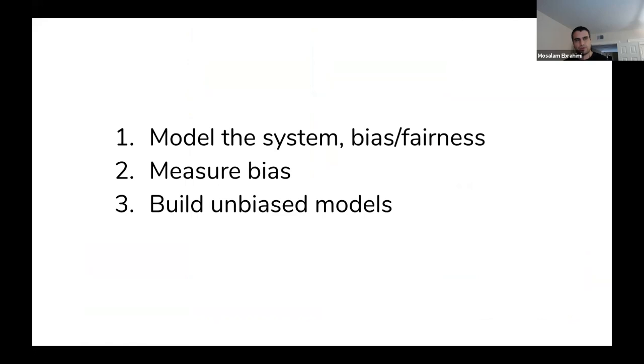From reading the literature and the recent research in this field, basically there are three steps that have emerged. First, understanding the system that the training data is coming from, and that's also the system the model is most likely going to be integrated into. So we need to understand that system, and the way to understand it is to model it, with all the variables and attributes. Then after that, we need to come up with a way to measure the bias in a model. And we all know that what gets measured gets managed. So that's a necessary step.